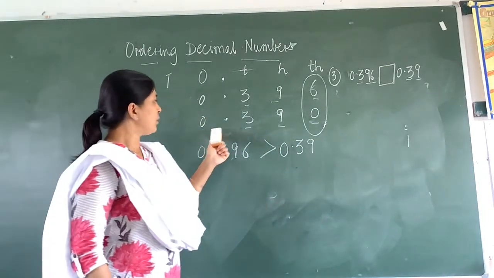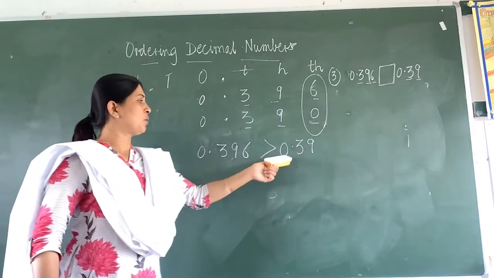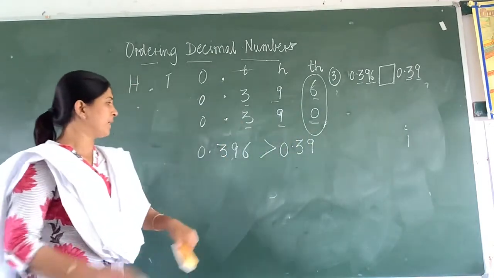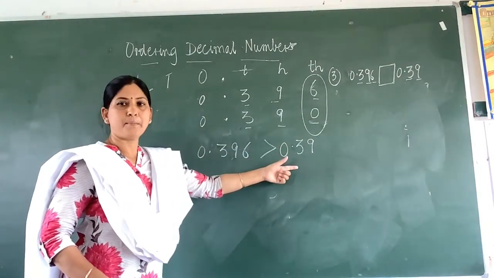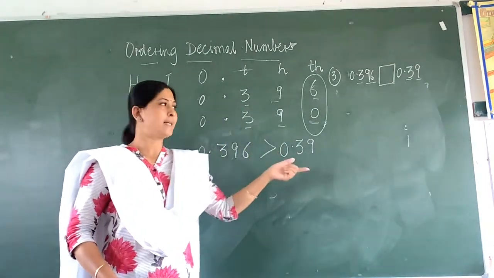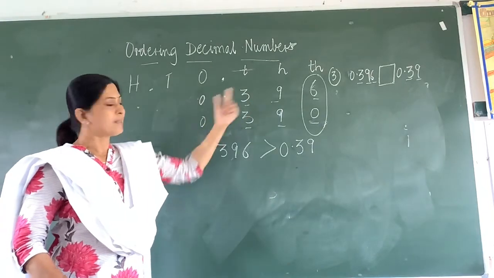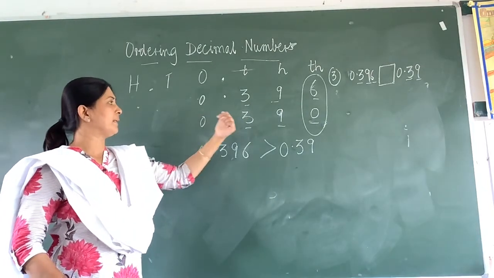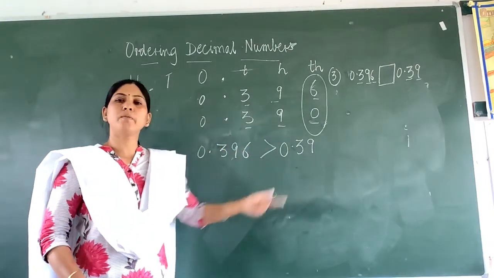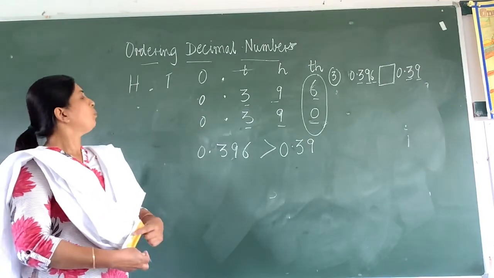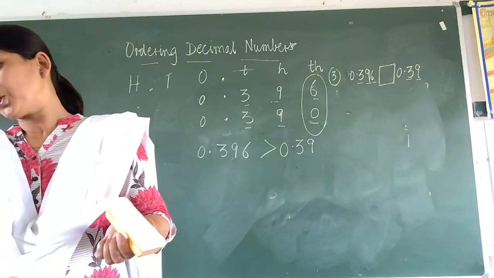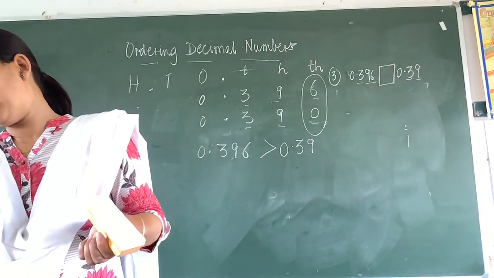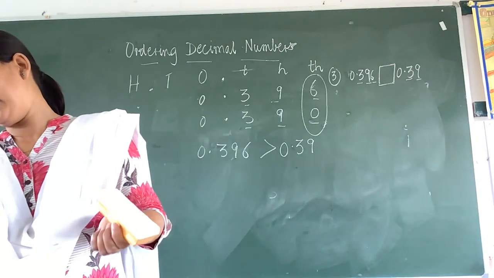0.390 means 0.39. So you see how easy it is to compare 2 decimal numbers if we convert them into like decimals and then compare the whole number part, then the digit in tens place and so on. We can easily find out which decimal number is greater. Now let's do one more sum and then we will end our video.